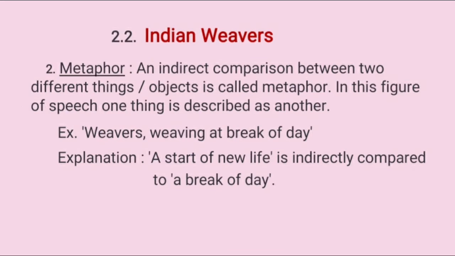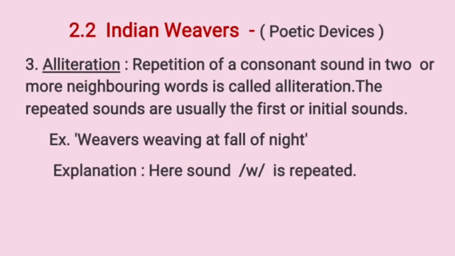Metaphor. An indirect comparison between two different things or objects is called metaphor. In this figure of speech, one thing is described as another. For example, "Weavers weaving at break of day." Now here, the start of new life is indirectly compared to break of day. In metaphor, one thing is described as another. Find out two more examples of metaphor from the poem.